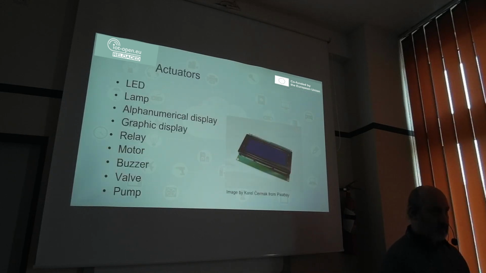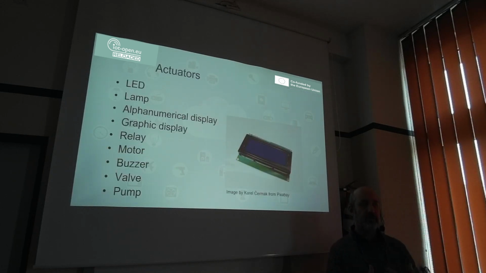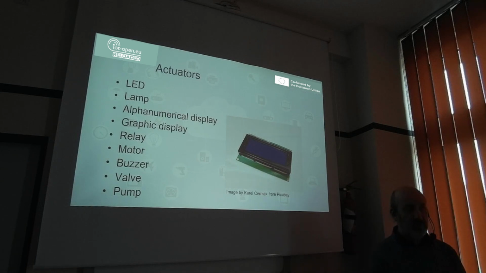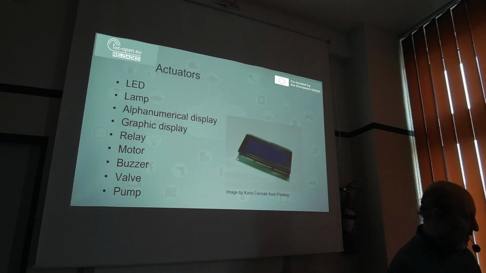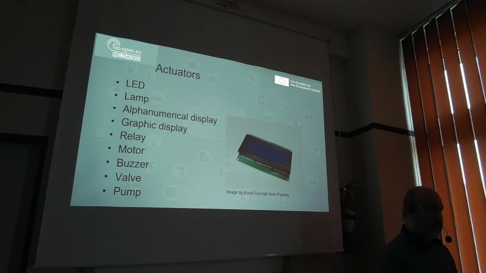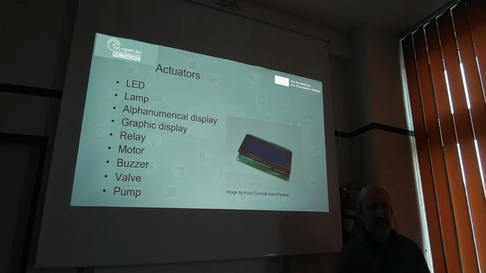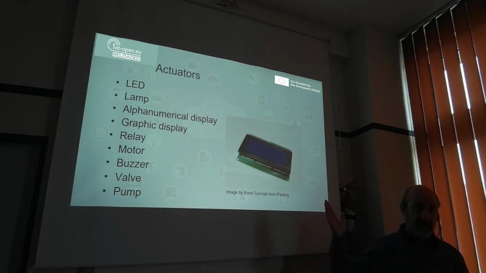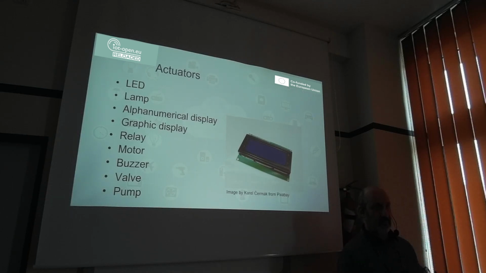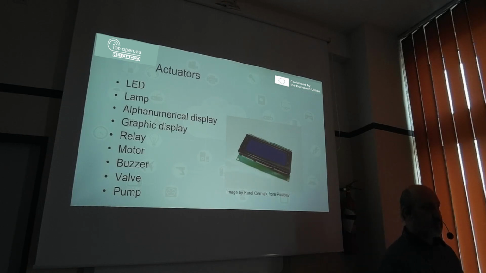We can also have an actuator to control the environment, to have an influence, or some output for the user. So here we can have a simple lamp, LED. We can have a display just to show some text, using an alphanumerical display like in this picture. We can have graphical displays. We can have a relay to control something that needs bigger power, like a heater. We can have a motor to move or turn something.